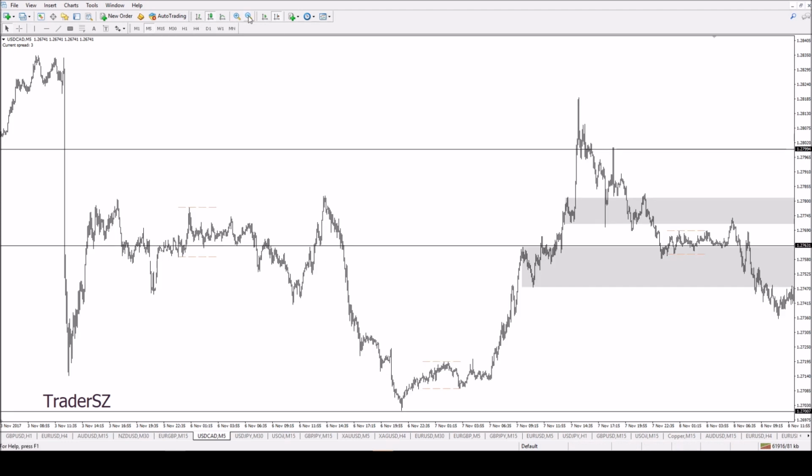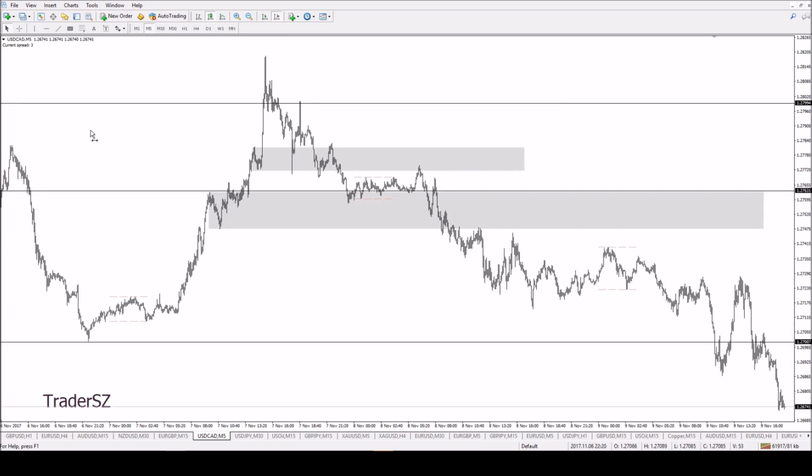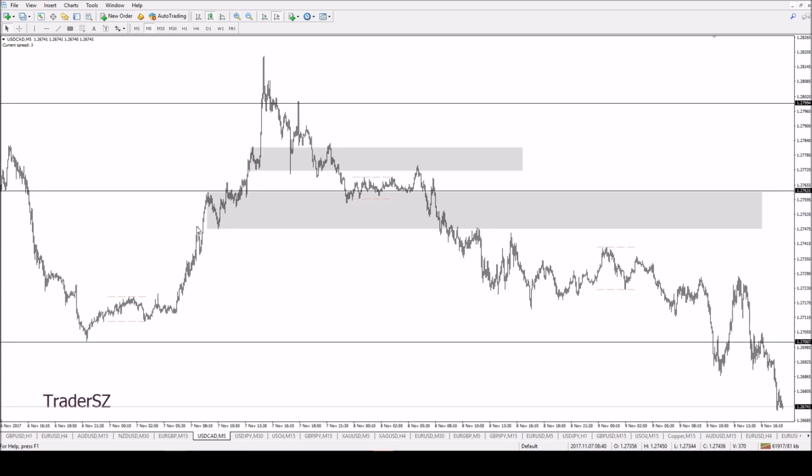Okay, so where's the next consolidation? See this 5 minute here? Draw that out. So now I'm gonna get rid of this because it's gonna get messy otherwise. So we know, yeah.